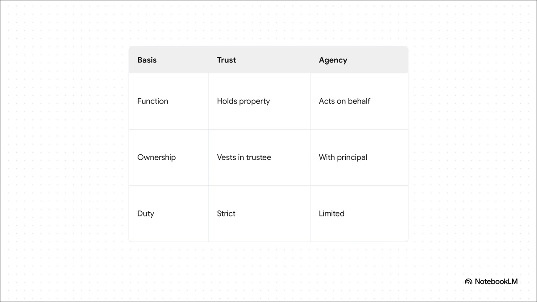Now, this is a classic trick question. The examiner wants to see if you actually know that ownership vests entirely in a trustee, whereas an agent merely represents the principal, while the principal retains full ownership. Definitely mark this distinction as absolutely essential.